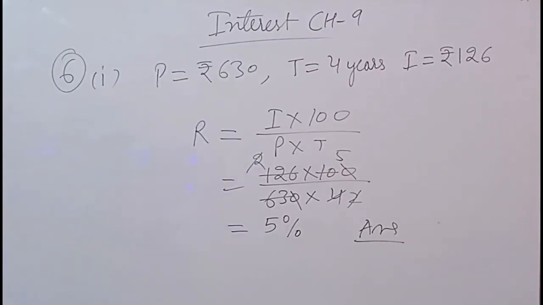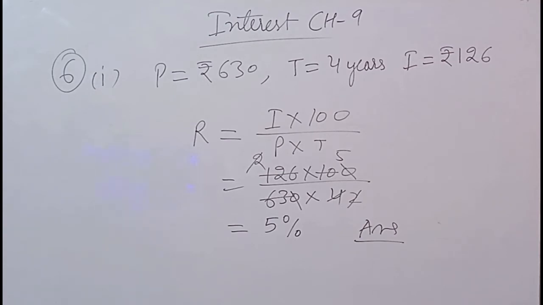Children, I am taking question number 6, first part, that is, at what rate percent per annum will rupees 630 produce an interest of rupees 126 in 4 years? So first, write whatever is given. P equal to rupees 630, time T equal to 4 years, and I is rupees 126.